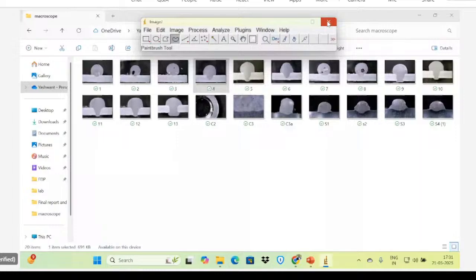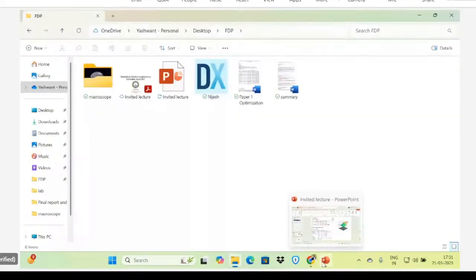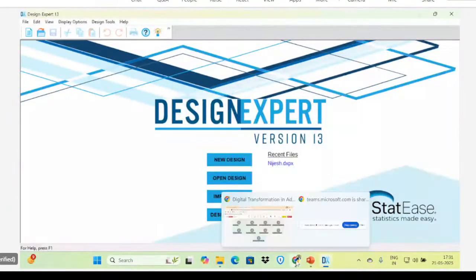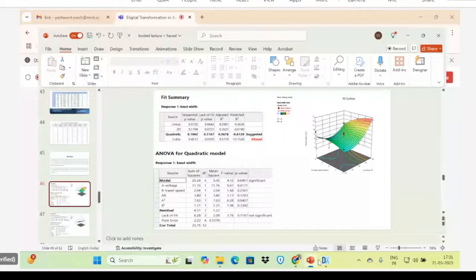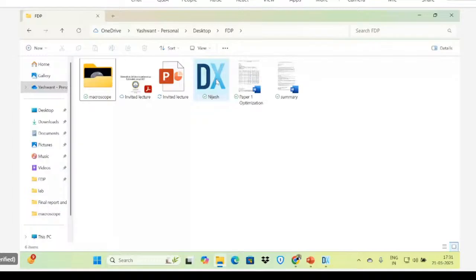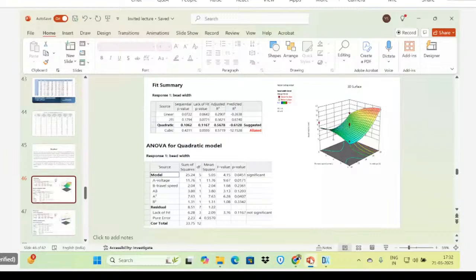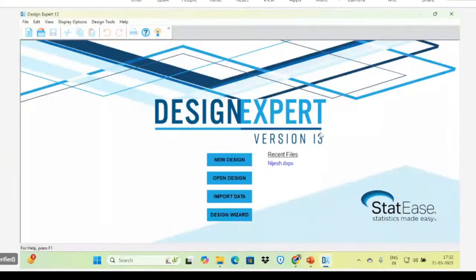Now we will start the Design Expert software. First I will start the design. So this is visible. Hello. The software interface is visible to you? Yes, sir. Vishal? Yes, sir. Okay.